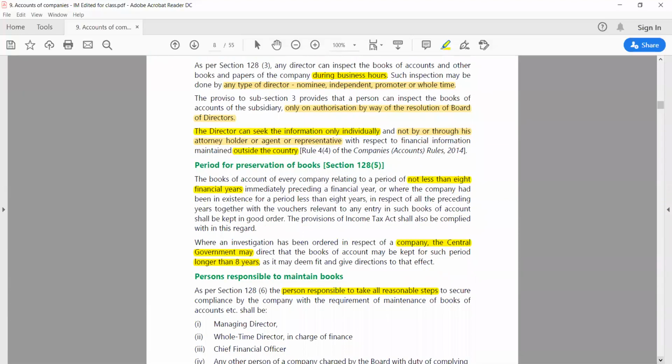Okay, see the next point. Period of preservation. I told you not less than 8 years. See the point here, where the investigation has been ordered. What did I tell you? If the central government is taking up investigation, then it will be for a period longer than 8 years. It can be more than 8 years also. So that's what we are connecting now.